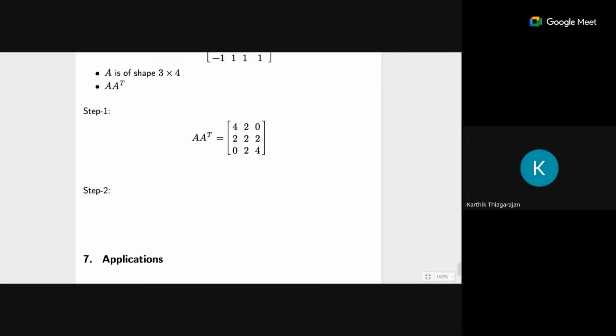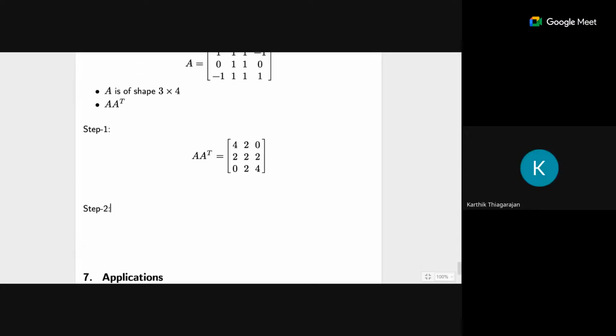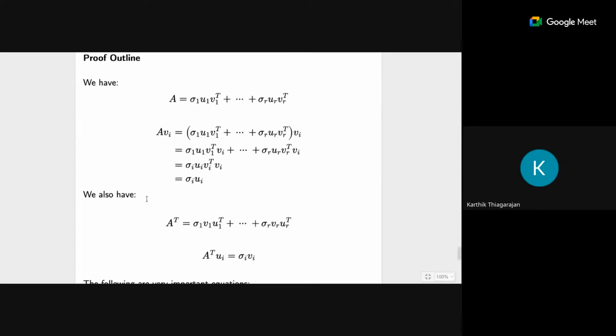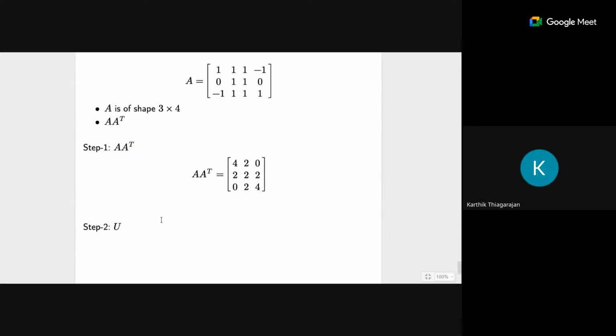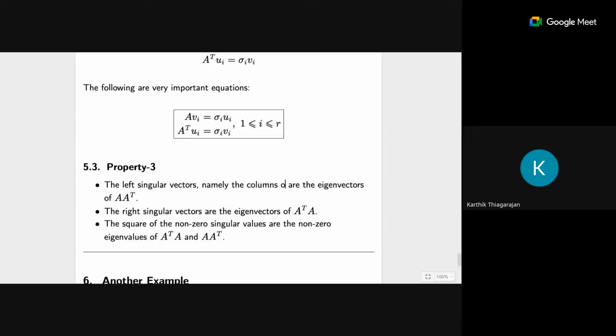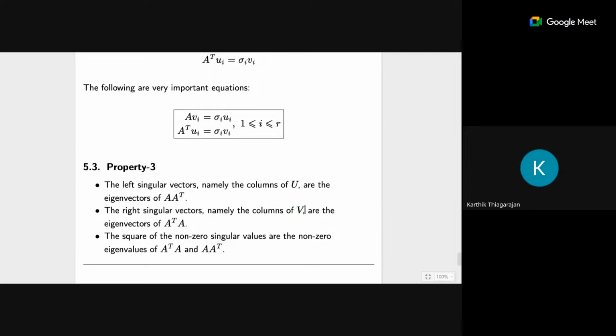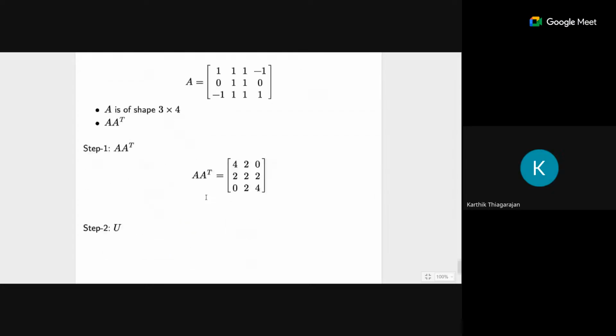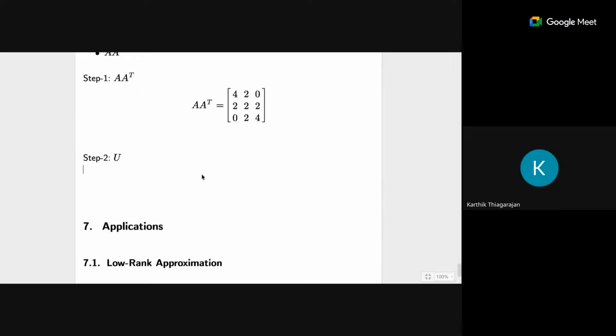Will it be V? A transpose A gives V. Sir, we'll calculate U. Right, so you have to be careful. If you do it for A transpose A, it is V. If you do it for A A transpose, it is U, because of this property: the left singular vectors, namely the columns of U, are the eigenvectors of A A transpose. The right singular vectors, namely the columns of V, are the eigenvectors of A transpose A. So if you solve for eigenvectors of A transpose A, you get V, but if you do it for A A transpose, you get U. So step 2 will assume U. Is this clear to everyone?